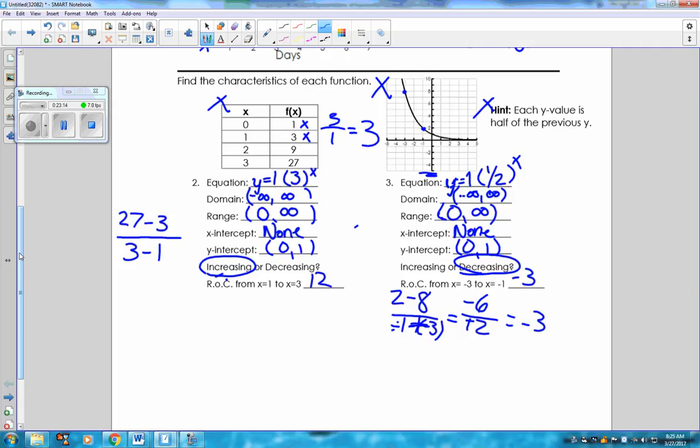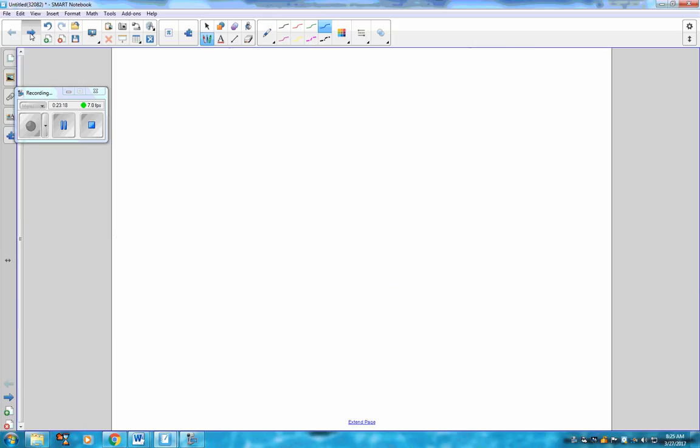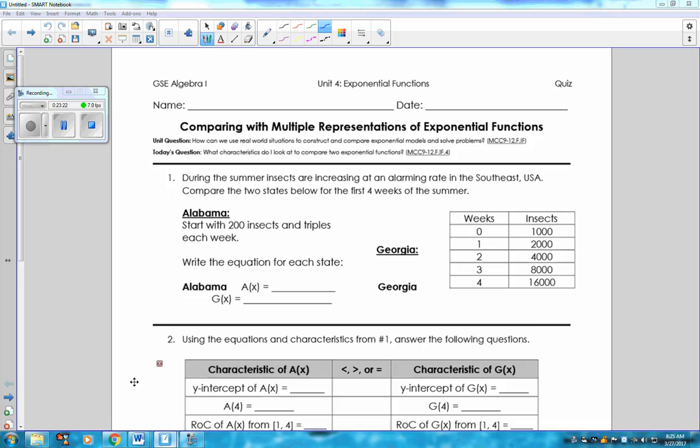Are you okay? Okay. Oh, that's the different page. Alright.